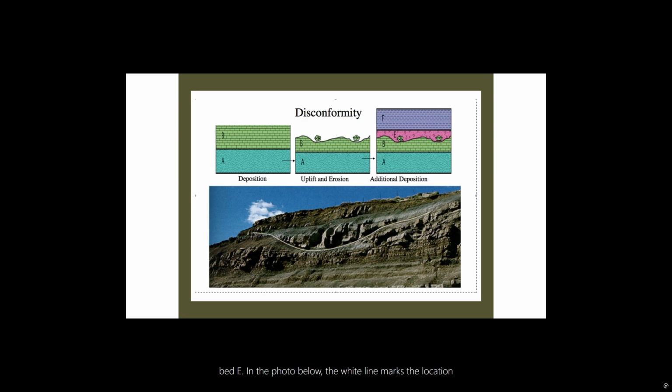E. In the photo below, the white line marks the location of the disconformity between two beds. This is a stream channel that was cut into the lower bed and filled in by the rock sediment of the upper bed.